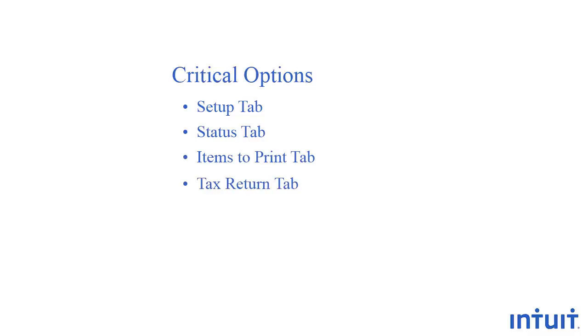Critical options. There are more options than we will have time to cover in this presentation, but I want to show you some of the critical options that will have an impact on the output of the program. We're going to look at the Setup tab, the Status tab, the Items to Print tab, the Tax Return tab, the Prepare Information tab, and the Trustee Rights tab.